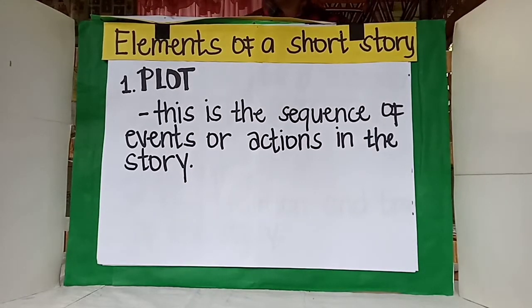Elements of a short story. Number 1, the plot. This is the sequence of events or actions in the story. Plot is the development of the story in terms of beginning, middle, and end. A good plot is not based on the twists and turns of events, but on how much is revealed about the characters and theme of the story. The beginning contains the conflict which races to a climax where the story turns before reaching a denouement or resolution.